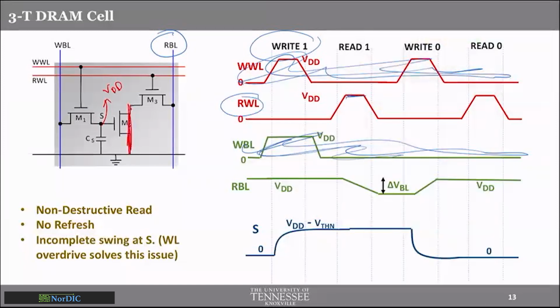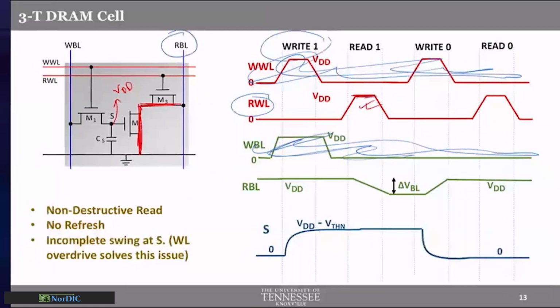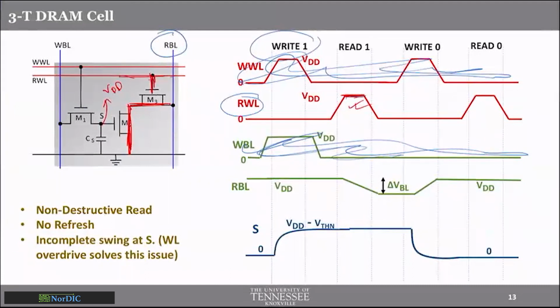That means you have a connection between these two. And then when you turn on the read word line, as you see here, you connect these two things. Read word line is connected to this transistor, right? So that's why you also connect this. So read bit line is connected to almost ground, as you see. So that's why the read bit line will start discharging.